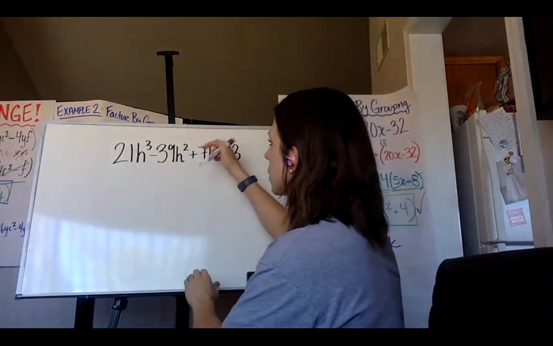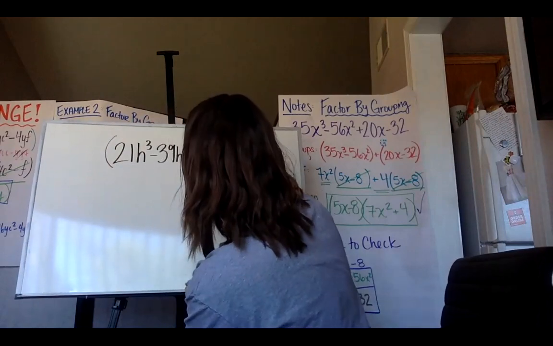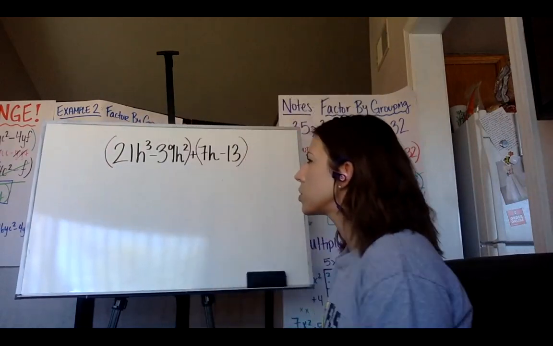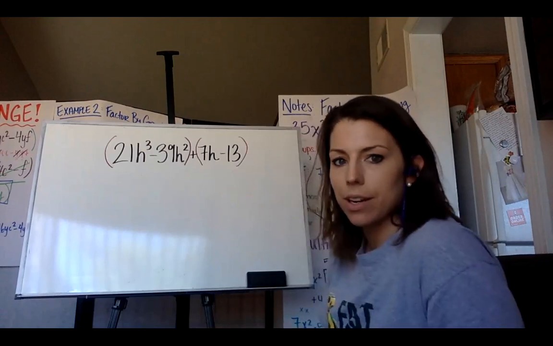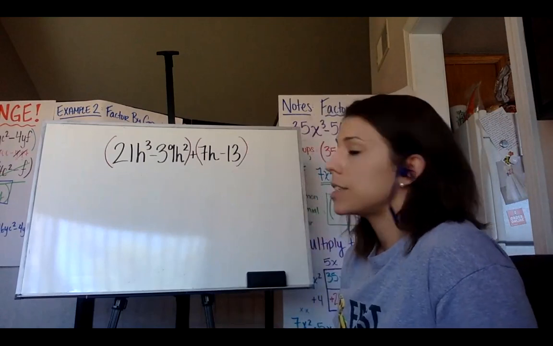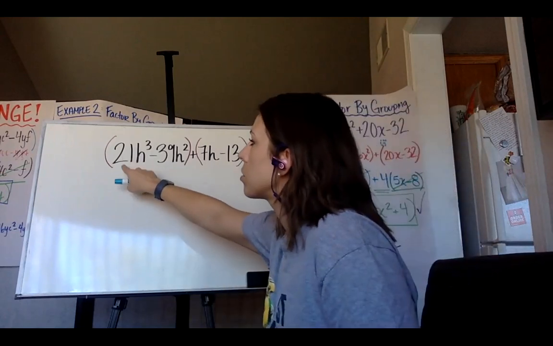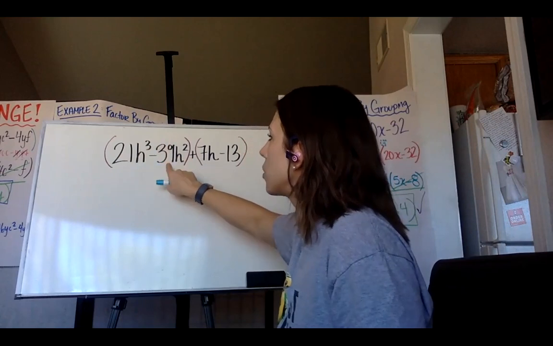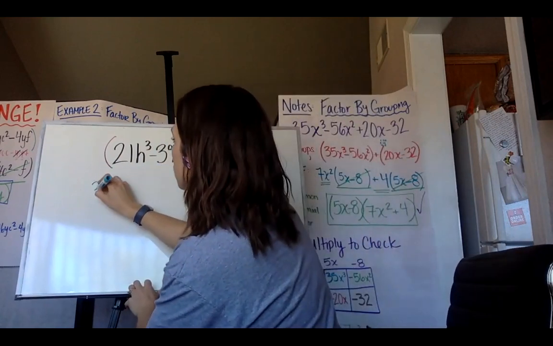Again, it is addition, so I don't have to worry about changing anything. So I'm just going to go ahead and group my first two together and my second two together. 21h cubed and 39h squared. You might not think that they have a greatest common factor, but in fact they do. I happen to know that 3 goes into both. 3 times 7 is 21 and 3 times 13 is 39. So I'm going to factor out at least 3.